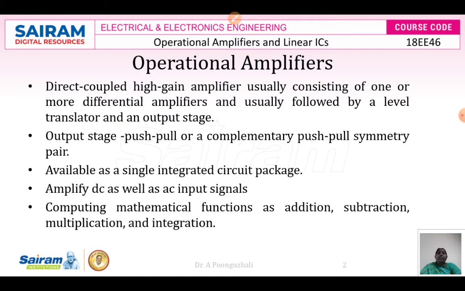So we say that your operational amplifier is nothing but a direct coupled high gain amplifier which is going to consist of one or more differential amplifiers followed by a level translator and an output stage. So what is the purpose of your level translator? When I am going to feed the input voltage to your amplifier, the difference between the input terminals of your operational amplifier should be 0. And if it is 0, my output should also be 0.